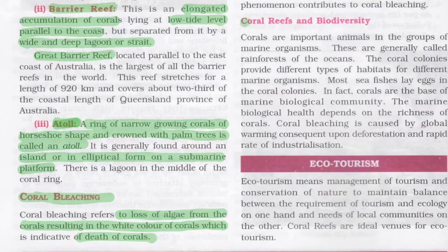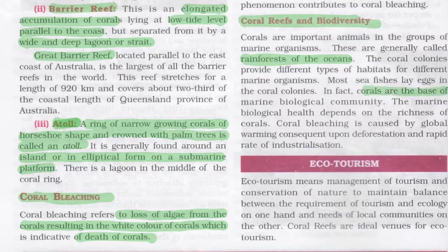Coral reefs and their biodiversity. These corals are the most important animals that are found in groups among marine organisms. They are generally called the rainforest of the oceans. The coral colonies provide different types of habitats for different marine organisms. Most sea fishes lay eggs in the coral colonies.